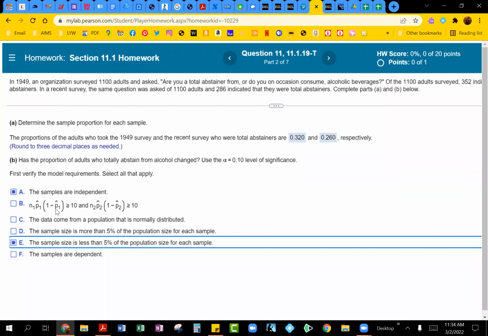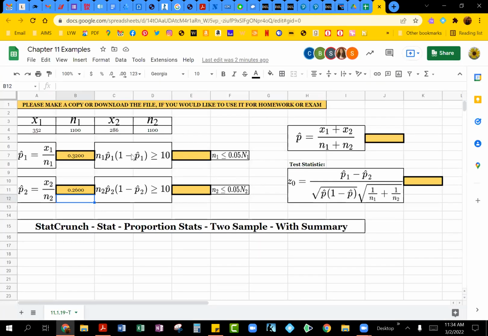So we'll make that assumption. Now for the next one, it's actually this option B over here, where we have to make sure when we multiply N1 times P hat 1 times 1 minus P hat 1, and same thing with N2 and P hat 2, that these numbers are greater than or at least equal to 10. So that's kind of where this calculation comes into play. So again, we'll just use our little built-in functions or cells over here.